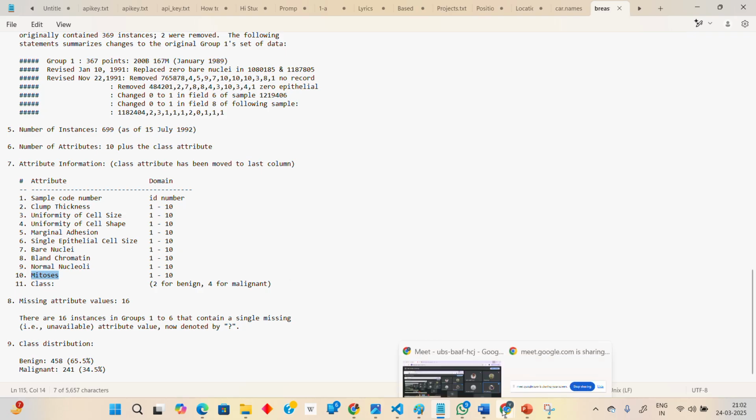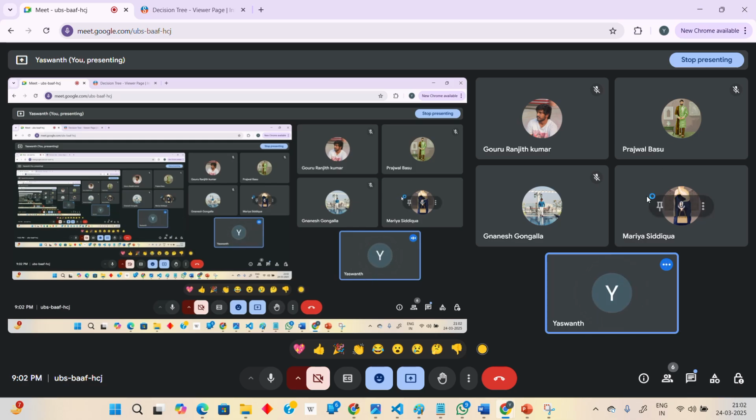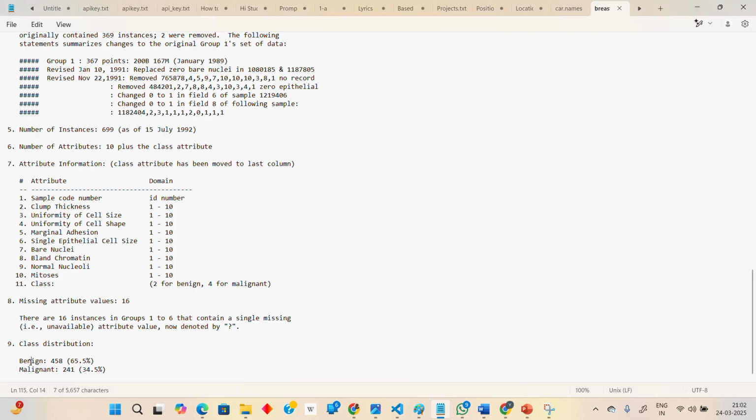Okay, let me see. Someone is going to join. Benign means non-cancerous. Okay. Thank you, Maria, for adding the points. Benign means non-cancerous, and malignant may be cancerous, right, Maria? Yes, so benign is just some lumps, and malignant means it is definitely cancerous. Benign is just lumps. Got it. Thank you for adding these points.